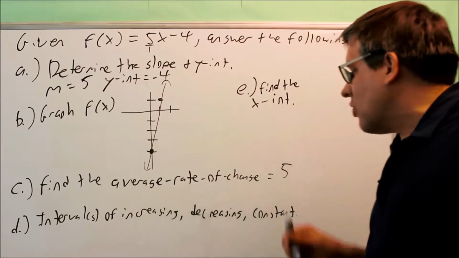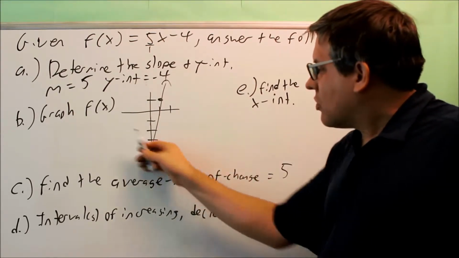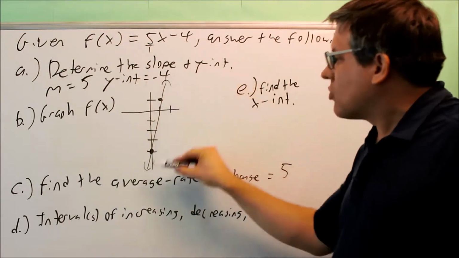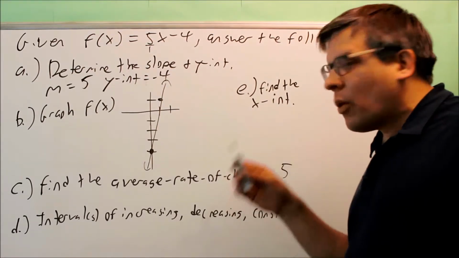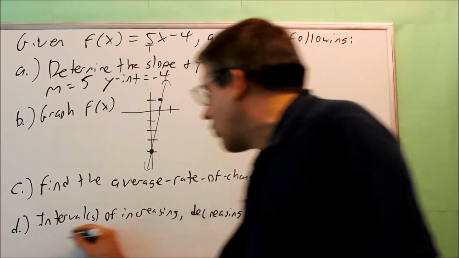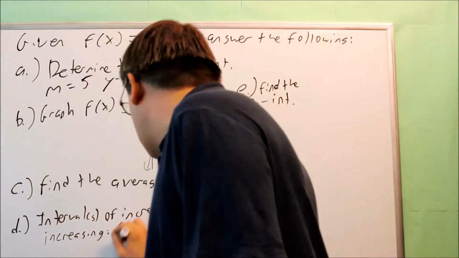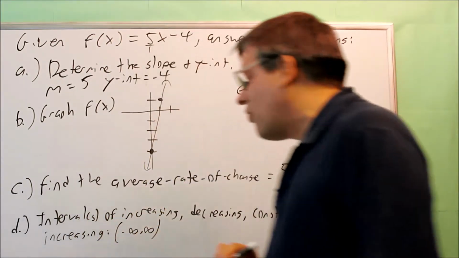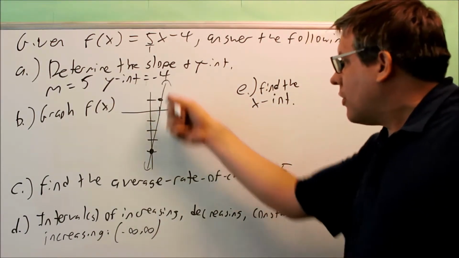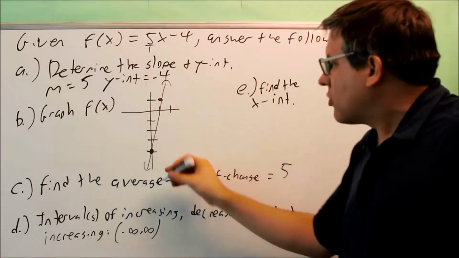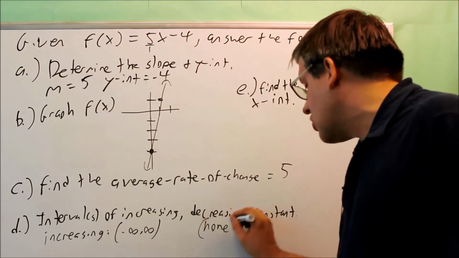For D, intervals of increasing, decreasing, and constant. If I look at this graph, I notice that as I move from left to right, the graph is always going uphill, which means that it's always going to be increasing. So if they want to know the interval for increasing, then this is going to be from negative infinity to positive infinity. It's always going to be increasing no matter where you are. As you go from left to right, the graph is always going uphill. Decreasing is going to be none. There's no interval for that.